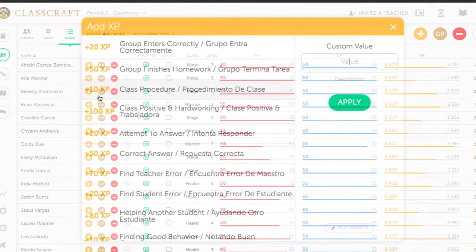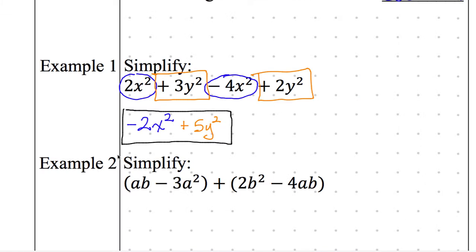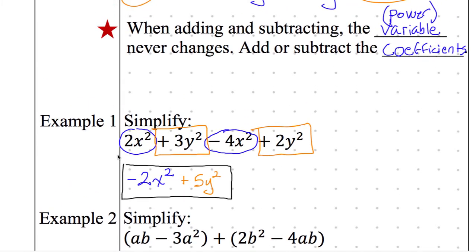Thank you, Anna. 50 XP and our marble. You didn't have to change the negative because you didn't have parentheses. Yeah, so there were no parentheses.